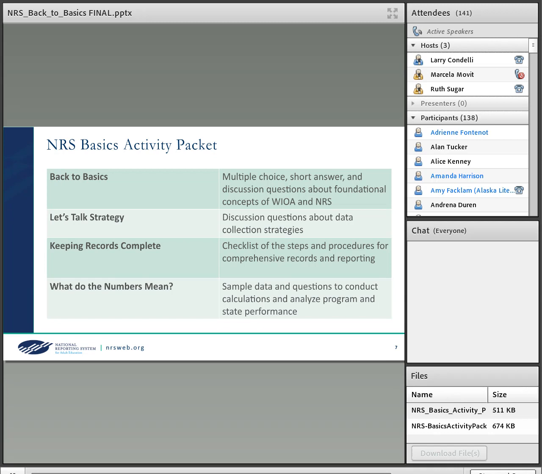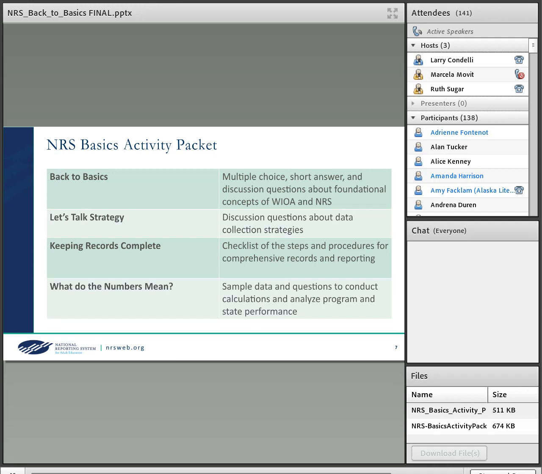The first activity is Back to Basics, and this provides multiple choice, short answer, and discussion questions about general concepts and performance related to WIOA and NRS. The next one is Let's Talk Strategy, and this activity is a series of prompts about data collection strategies to use to engage staff from within programs and also across programs in thinking about what they're currently doing and how they might make improvements. Keeping Records Complete is a checklist of the steps and procedures for comprehensive records and reporting that can be used for local staff to make sure they're collecting all the necessary information. And this one in this packet is more comprehensive than the checklist we provided in the past. So I recommend that you use this one.